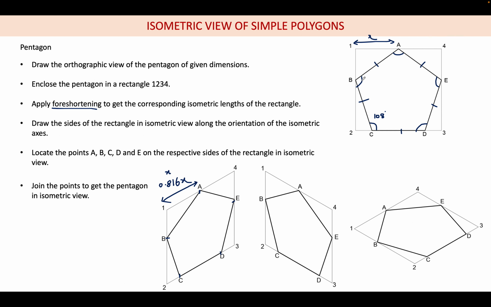Similarly, this point B you can locate from 1, the point E you can locate from 4 or 3, and point C you can either locate from 2, and point D you can locate from 3. So like that we are drawing this pentagon. So again there are 3 orientations.